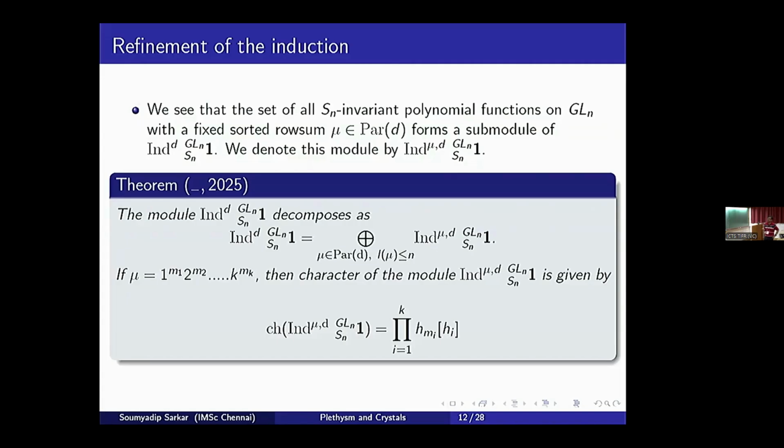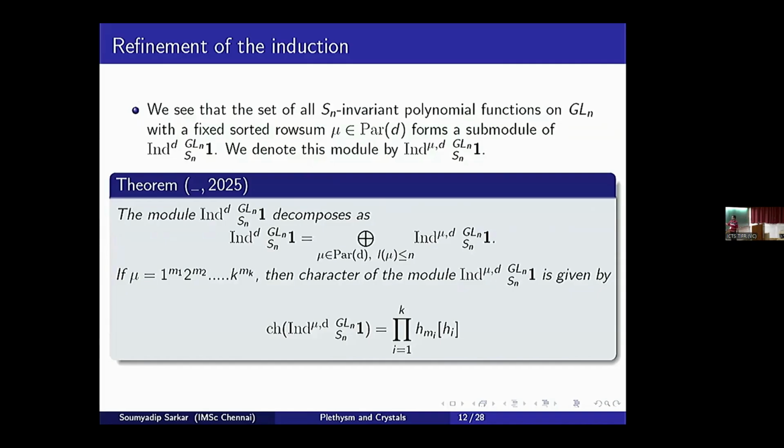And now the interesting thing is that if we look at the character of each piece, this Ind_mu^d is given by this formula. So what is this formula? You write mu in the exponential notation. So 1 occurs m_1 times, 2 occurs m_2 times, and so on. And then the character of this module is exactly given by a product of these plethysms. So I'll just shortly explain what is plethysm.